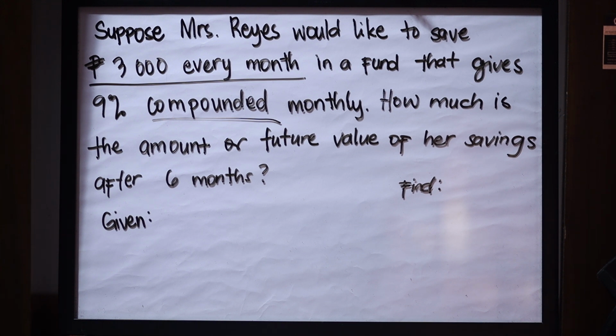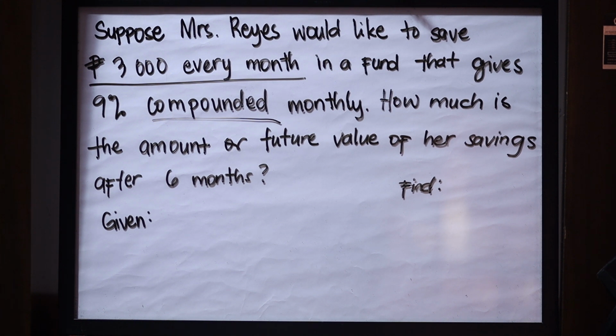So, we just have to analyze whether the statement means she will pay every month, or put in this amount successively. If that's the case, then the problem is under annuity. But if that's not the case, like she will only put money once into the savings account, then it is just compound interest. Okay? So, next, we proceed with the given, find, and solution.